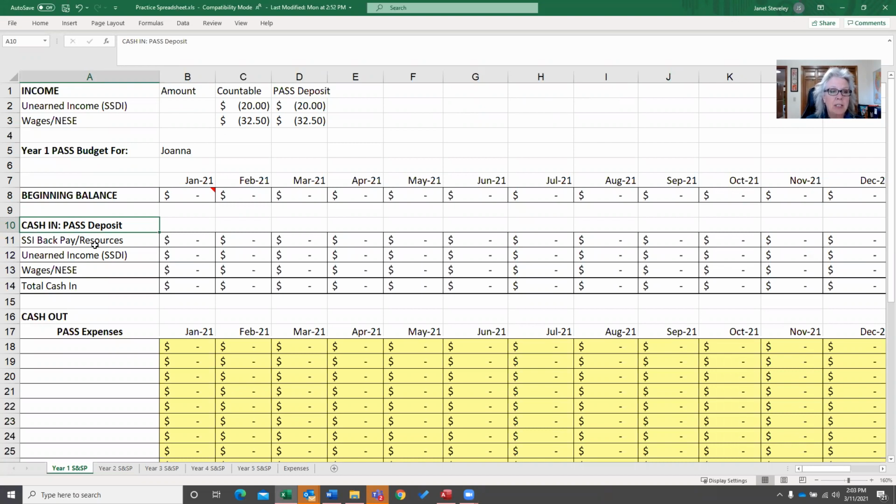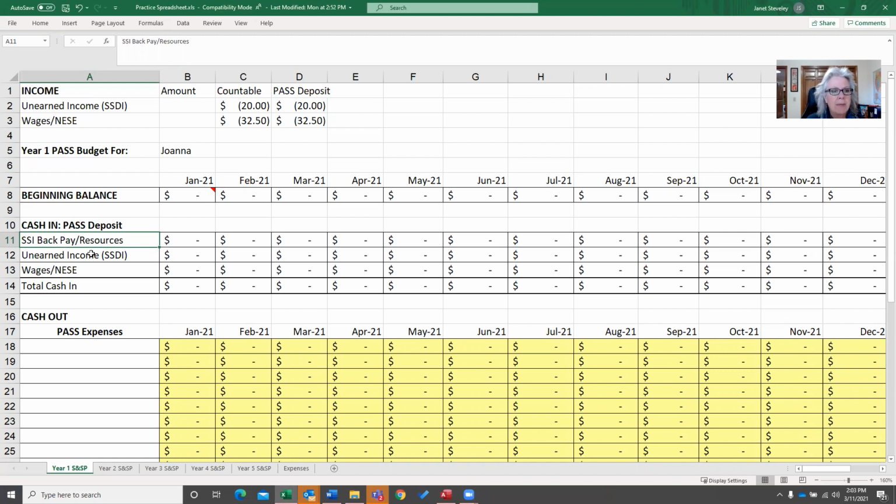There are three potential types of income listed underneath it, which include, on line 11, SSI back pay or resources. These are typically one-time deposits and are more the exception than the rule. So I'm going to skip over this for now and tell you about the other two, and we'll come back to this.